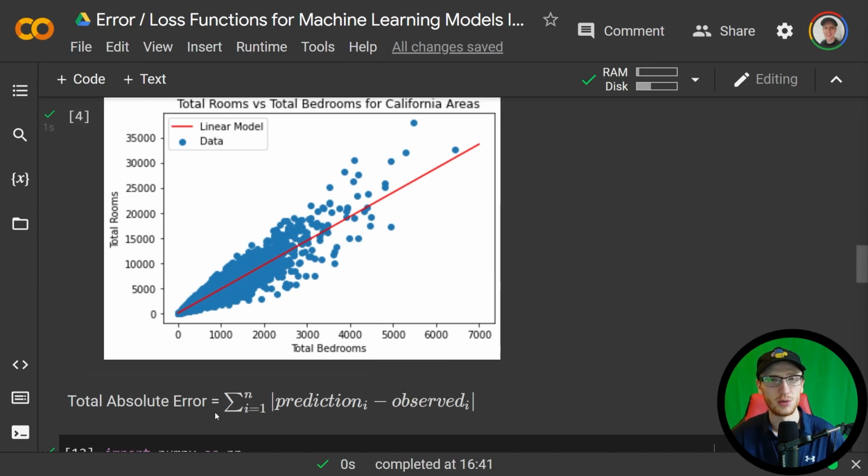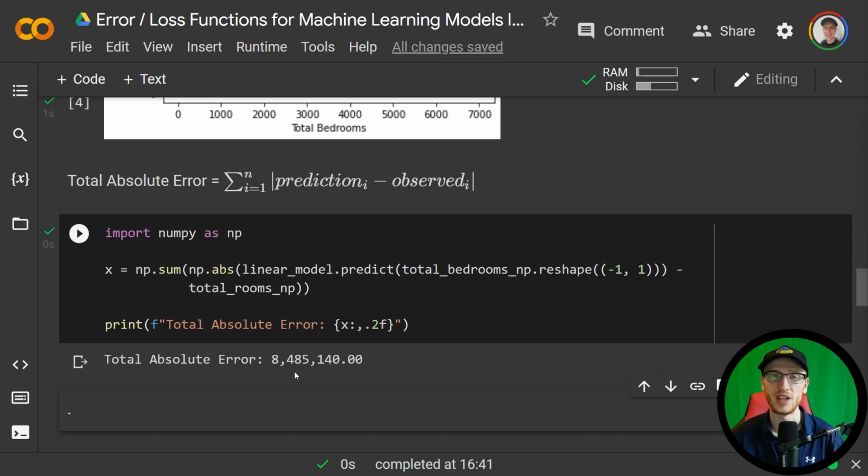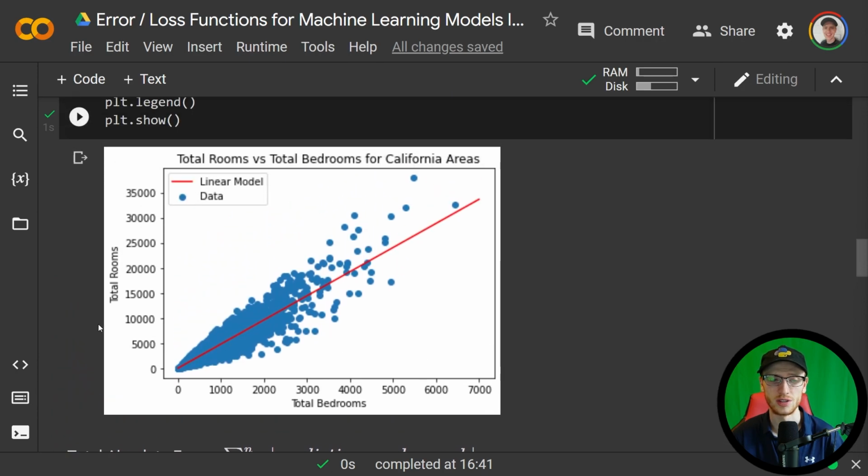And we don't really use this function. If we were to calculate this, we would get a value for this example of roughly 8.5 million. Now, this is a very big number, and it doesn't even have anything to do with the units, because total rooms, well, it's ranging from like 0 to about 36,000 or so. 8.5 million is not even close to that.